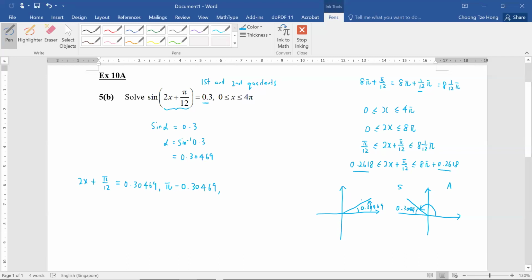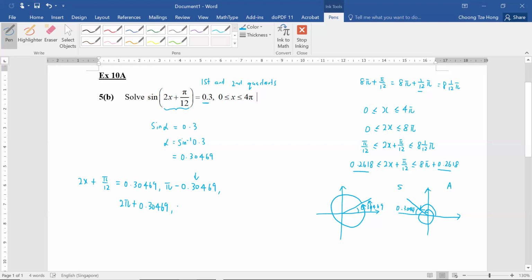If you want to search for the next angle in the next round, we will just go 1 full round and come back again. Going 1 full round will mean that you add 2 pi. So the next angle in the first quadrant will just be 2 pi plus this 0.30469. Then the next angle in the second quadrant would be the same thing, 2 pi plus this very first angle over here.